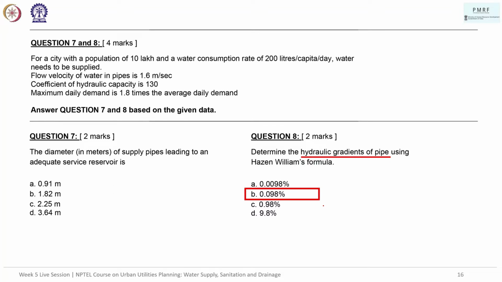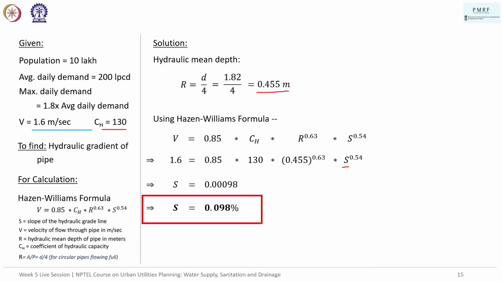Any doubts in this numerical? Could you please repeat the last step? Yes, this equation. You have everything plugged in except this value, right? So when you calculate, S to the power 0.54 will be some value.